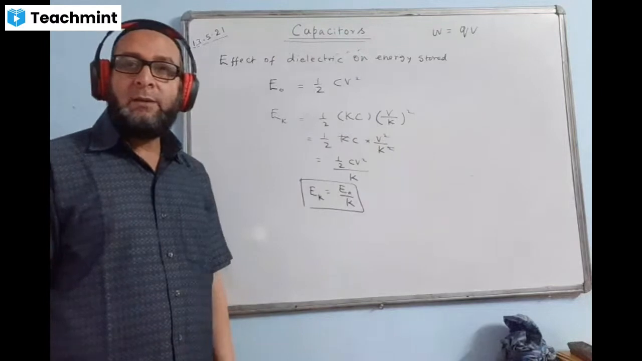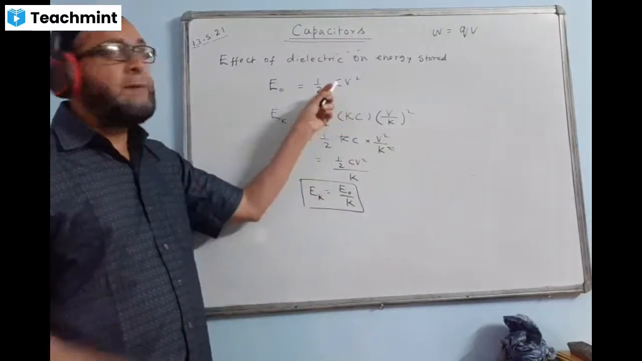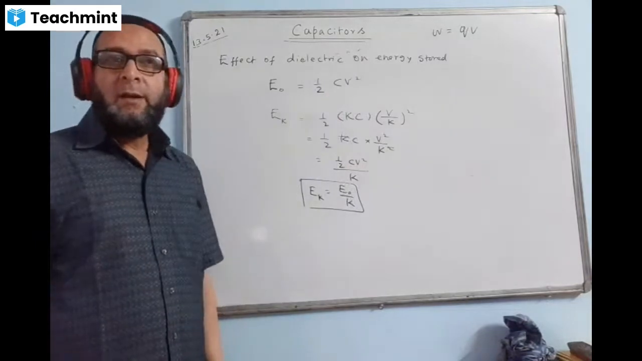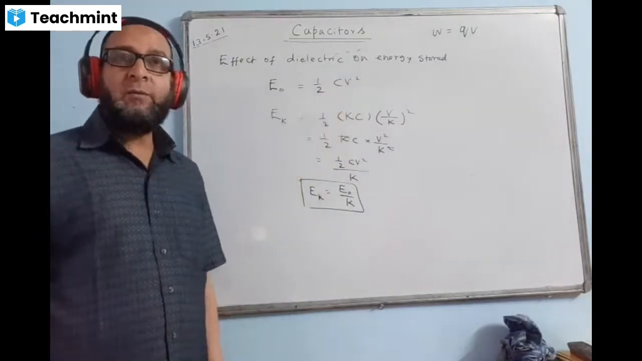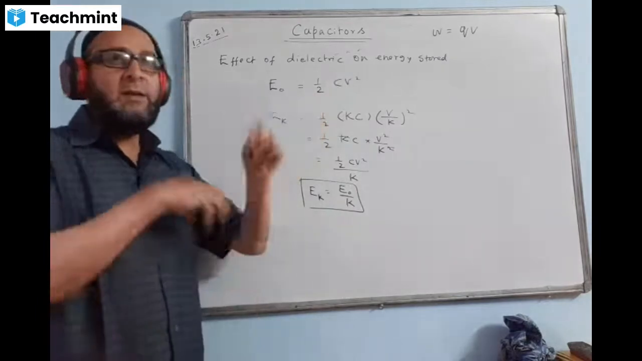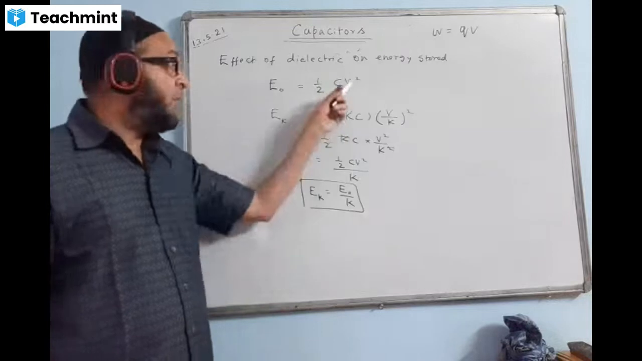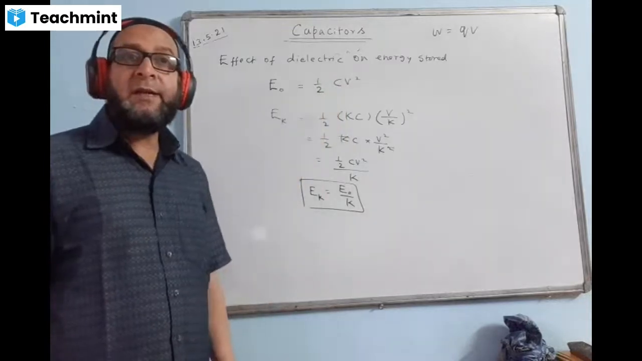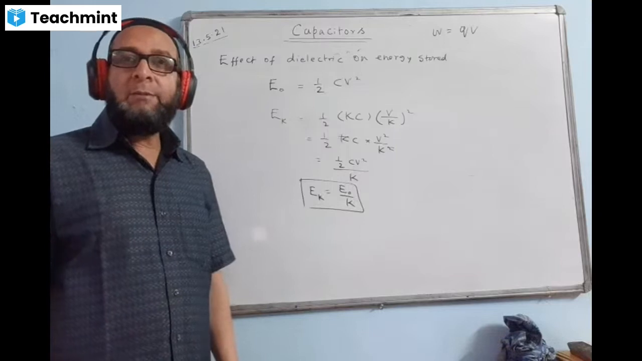Potential becomes less. If the initial capacitance is, say for example, 2 units and potential is 100 units, and the dielectric value is 5, what is the real capacitance? Capacitance will increase. 5 into 2, that means 10 units, but the potential will decrease. It was 100, now it will become 100 divided by 5, the value of K. It becomes 20 volt.